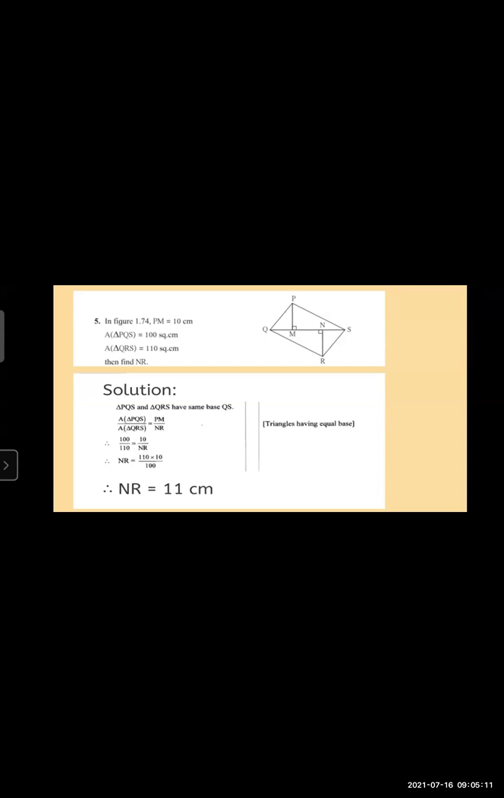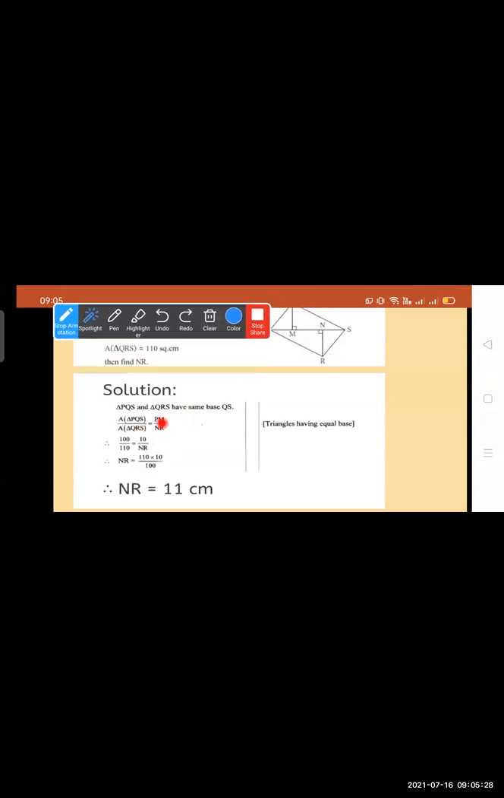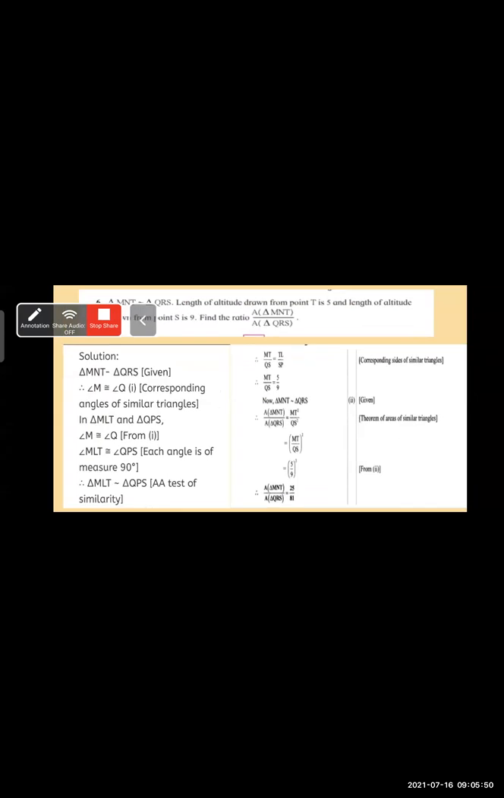So here base is common, then we find the ratio of the areas is equal to H1 by H2. So here we consider H1 is equal to PM and H2 is equal to NR. So here we write PM by NR. PM is 10, NR we have to find. PQS area is 100 and QRS area is 110. So cross multiply here, 0, 0 get cancelled, 11 ones are 11. So NR is equal to 11 centimeter. Okay. Next question.